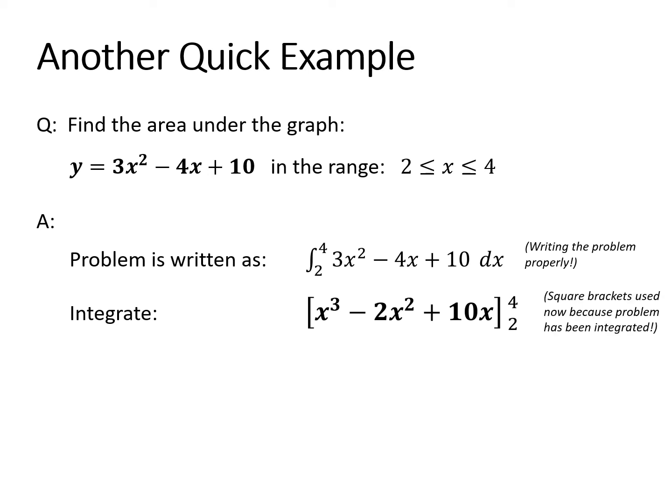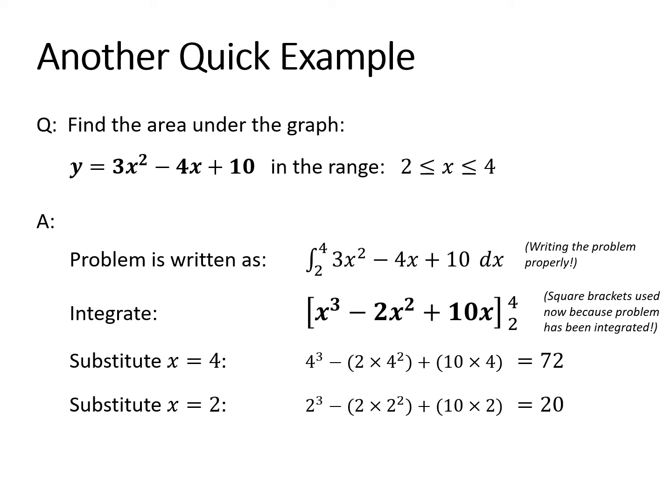Now I put the 4 value in, and I get 4 cubed minus 2 times 4 squared plus 10 times 4. And I get the answer 72. I then substitute the other value in, the 2, and I get 2 cubed minus 2 times 2 squared plus 10 times 2, and that gives me the answer 20. And then I subtract those two values, and I get the answer 52 units squared.